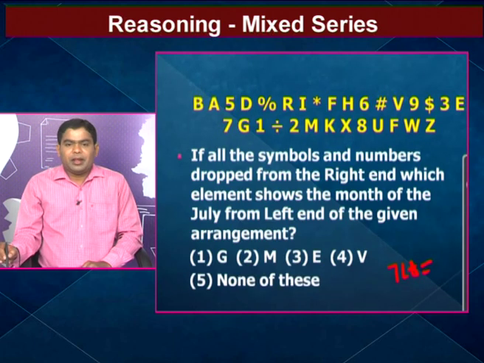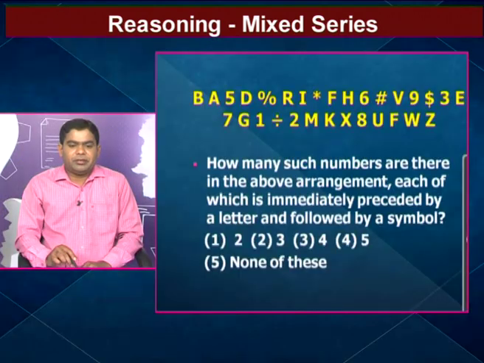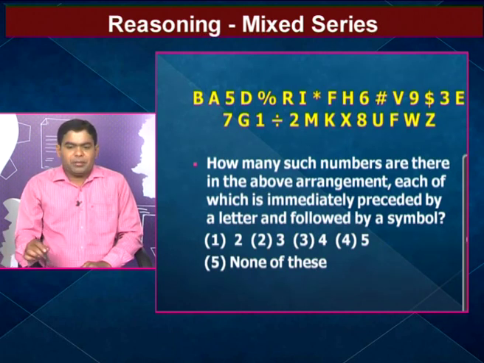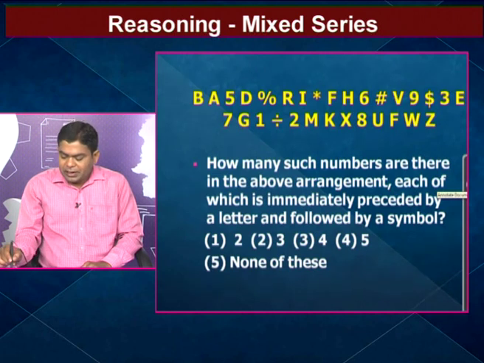We go to the next question. How many such numbers are there in the above arrangement, each of which is immediately preceded by a letter and followed by a symbol? Preceded means left side, followed means right side. Here the question is asking about the numbers. That means first of all we take the number.